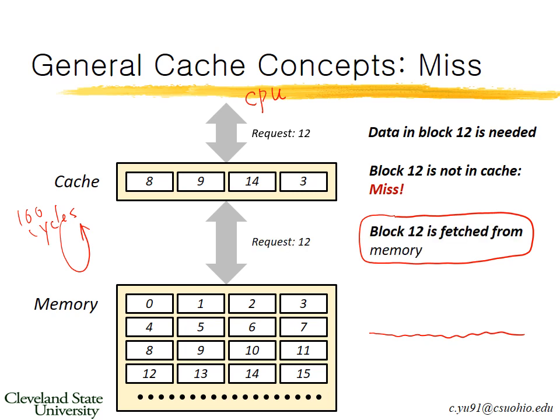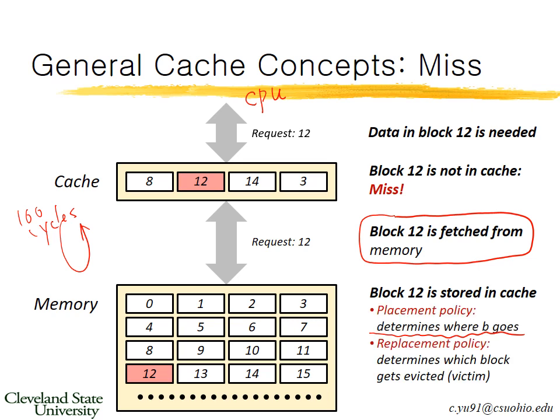And whenever block 12 is fetched and copied into the cache, there are a number of issues. One of them is the placement policy. There are 4 blocks in the cache, so probably you need to replace one of them to accommodate this new block 12. So that is going to be the replacement policy as well as the placement policy. We'll discuss those issues later.